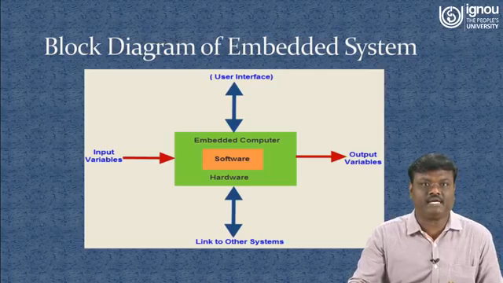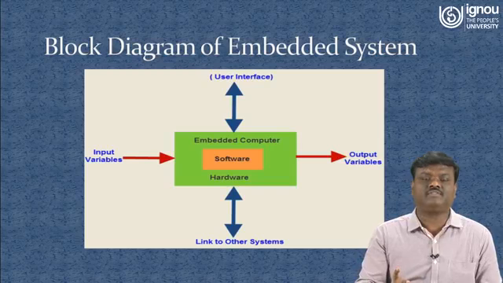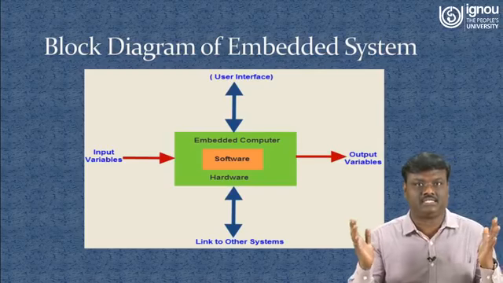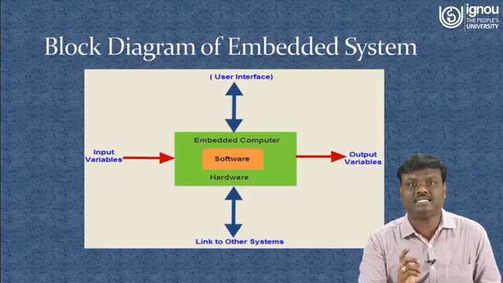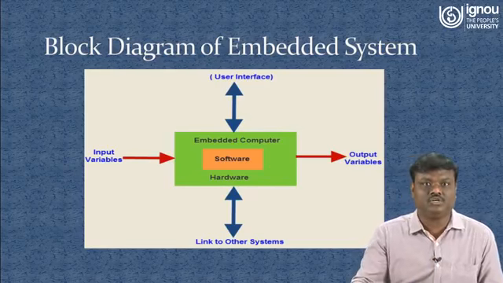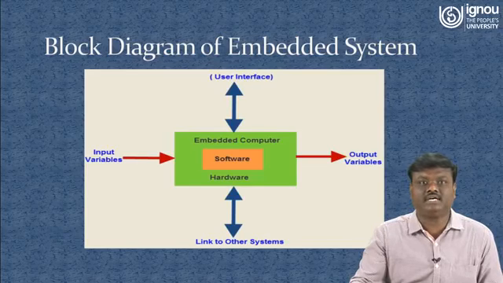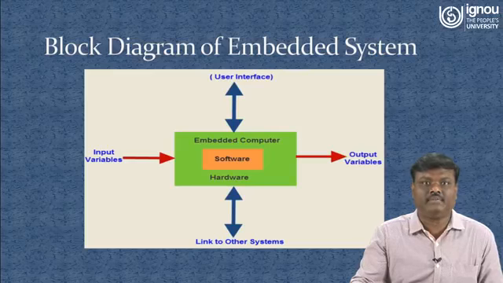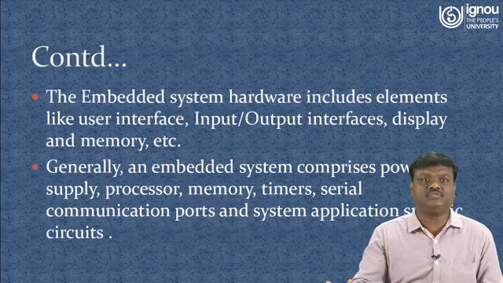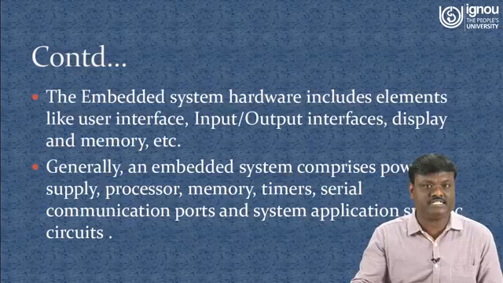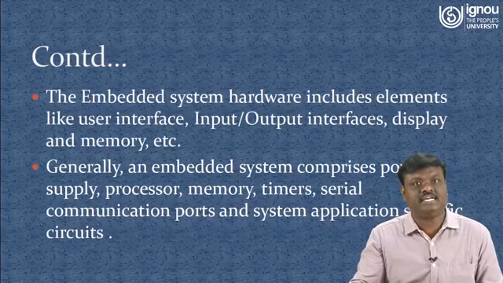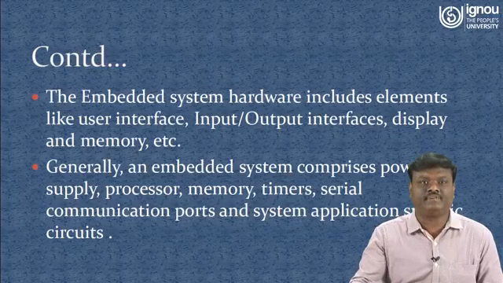So you can see one part is the interface part and the other part is linking to the other systems. As we are talking about most of the embedded systems, they are part of a larger system. So when they are part of the larger system, this particular embedded system may be connected to other systems also. So this particular diagram on your monitor is called the block diagram of the embedded system. So the embedded system hardware includes elements like the user interface, as we had seen, the input output interfaces, display and memory. Generally an embedded system comprises a power supply.